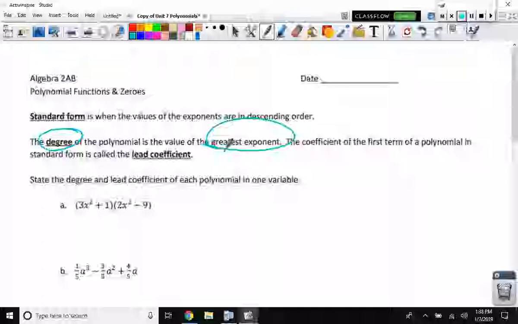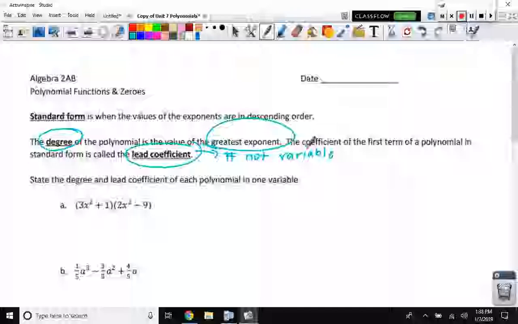Okay? And your lead coefficient is your value that's with your highest degree, but it's a number, not x. Okay?